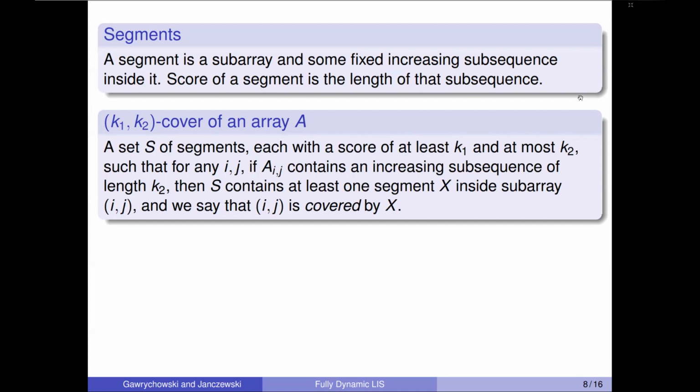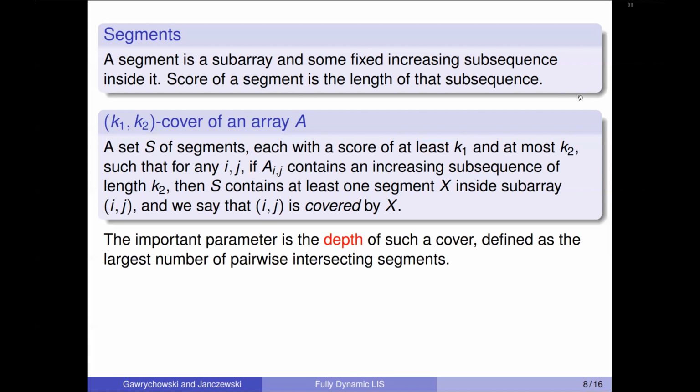And it can be seen that it is useful for approximation, right? Whenever somewhere exists an increasing subsequence of length K2, then maybe we don't know this, but we are guaranteed a segment, and so an increasing subsequence of length at least K1, inside this subarray. So it can be used for approximation.